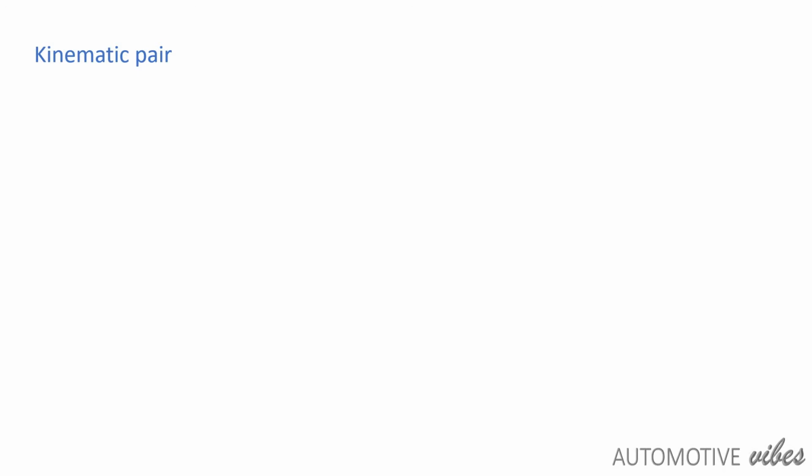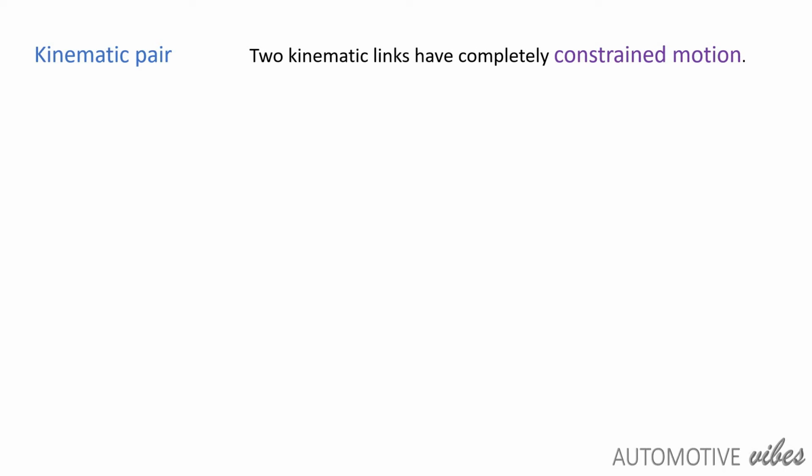Right. Then we have kinematic pair. A kinematic pair is nothing but two kinematic links connected in such a way that they have a constrained motion. Constrained motion in the sense the input in one link will affect the other, means they have a relative motion between them which can be predefined. Right. Now, based upon motion, we have a type called relative motion, and based upon the contact, we have another type, contact type.